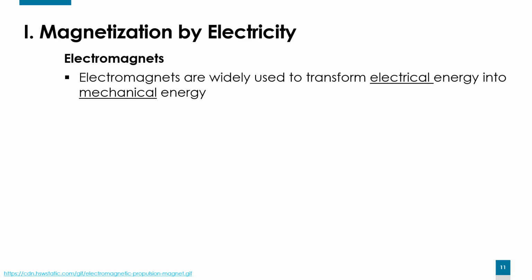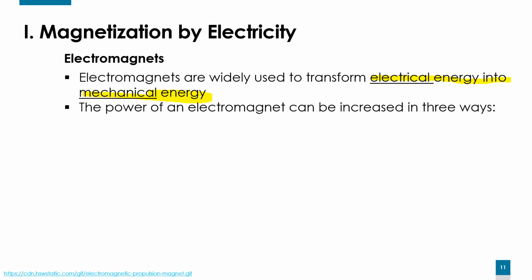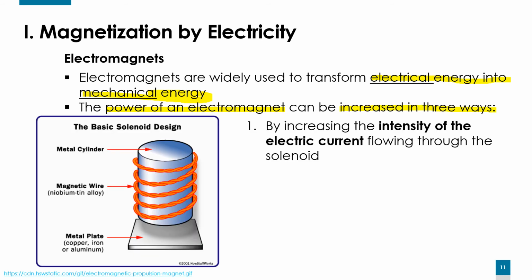Because they are so powerful, they are widely used to transform electrical energy into mechanical energy. Electromagnets are widely used in a lot of applications. The power of an electromagnet can be increased in three ways. So I can increase this power by doing three things.